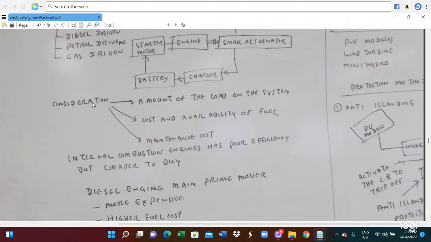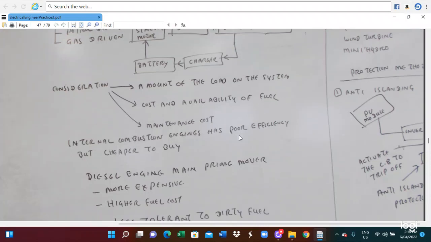In this case, we need to consider the amount of load on the system, the cost and availability of the fuel, and the maintenance cost doesn't need to be a concern.